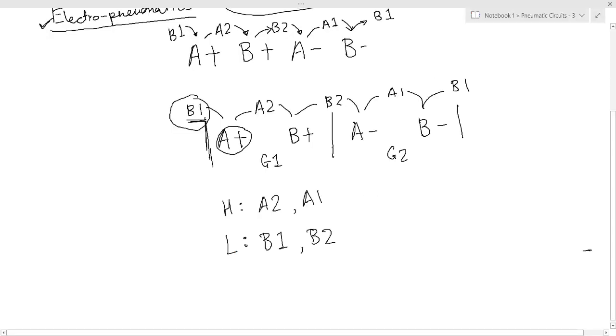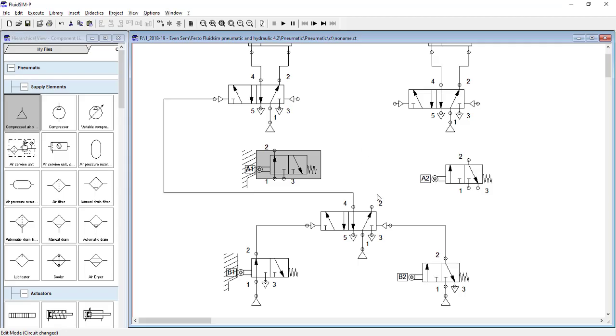And what should happen when B2 gets activated? As soon as B2 gets activated, A minus should happen. So we will connect this to this, right? So this time this is a circuit like this, right? So I will draw it like this. Directly when this left position is activated, A plus should happen. When this right position is activated, first A minus should happen.